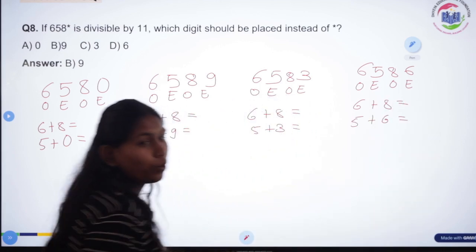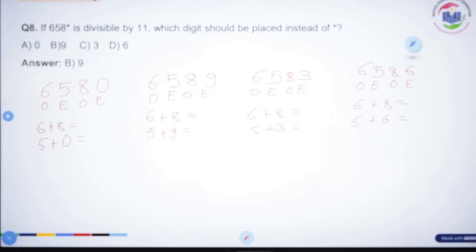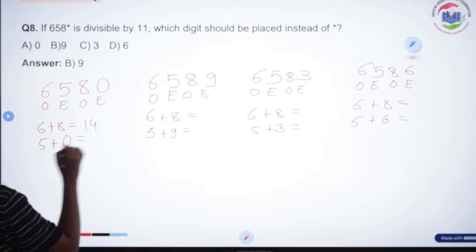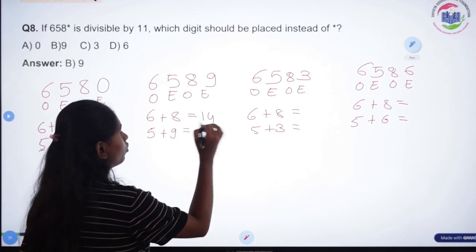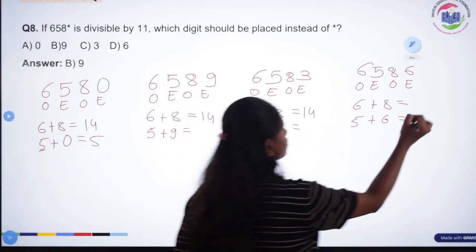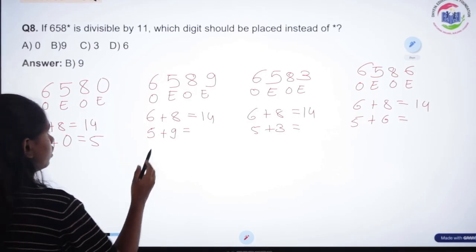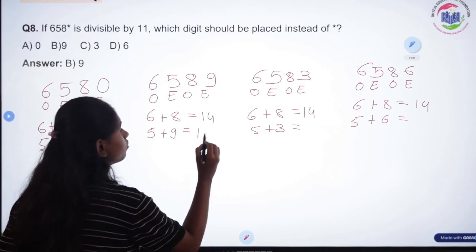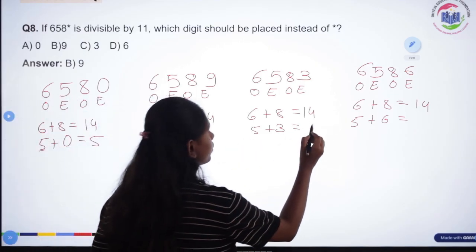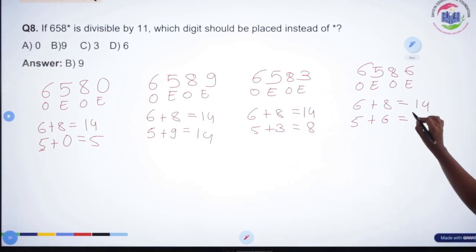Okay, now you have to add all these numbers. What is 6 plus 8? That is 14. And 5 plus 0 will be 5. Again 6 plus 8 is 14, in each case. Then 5 plus 9, you will get 14. 5 plus 3 is 8. 5 plus 6, you will get 11. Okay, 11.